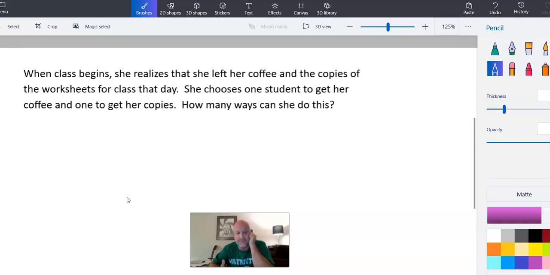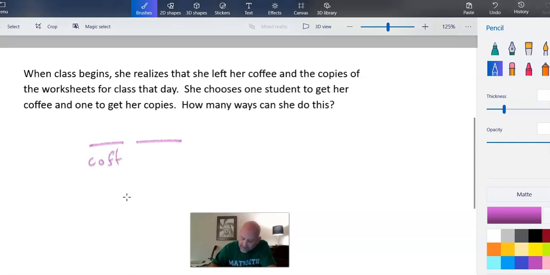Now, we're still assuming there's 15 students in the class, right? But I need to choose one to do copies and one to get the coffee. And it doesn't matter. Well, it does matter. It's a different choice if Susie gets the coffee and Joe gets the copies than if Joe gets the coffee and Susie gets the copies, right? So those are two different choices, and they're distinct. So there's two ways to look at this. We can actually do it through the multiplication principle. It's probably the most direct one.